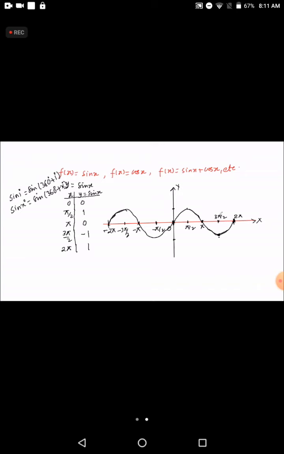So we say that the period of the function y is equal to sin x, or f of x is equal to sin x, is 2 pi. We can observe and explain with the help of this diagram. It is the graph of y is equal to sin x. It repeats in the regular interval of 2 pi.